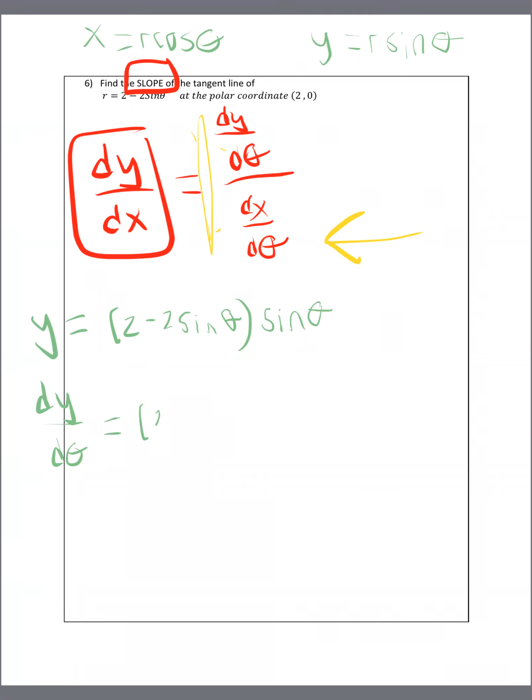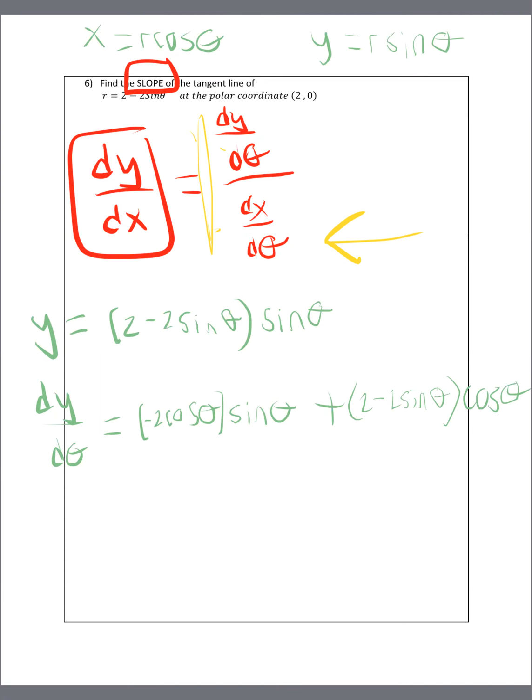Negative 2 theta, okay. And then you leave what's next, right? The sine on the outside, and then you do plus, and then you write r the way that it is. And then on the outside, you're going to take the derivative of sine of theta, which is just cosine theta. Yes, so this is your derivative of the top.